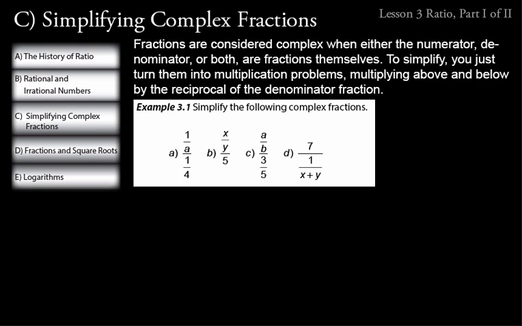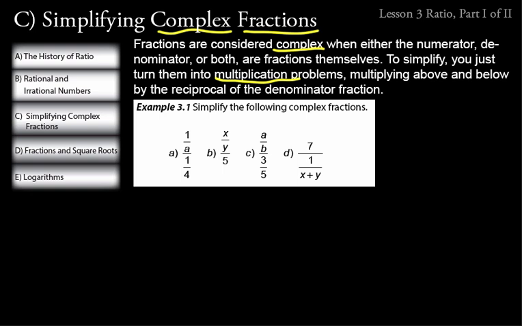Let's move on now to Part C on simplifying complex fractions. And here we're getting more into mathematically working with fractions. And we consider fractions to be complex fractions when either the numerator, the denominator, or both of them are fractions themselves. So to simplify them, you just turn them into a multiplication problem, multiplying above and below by the reciprocal of the denominator fraction.